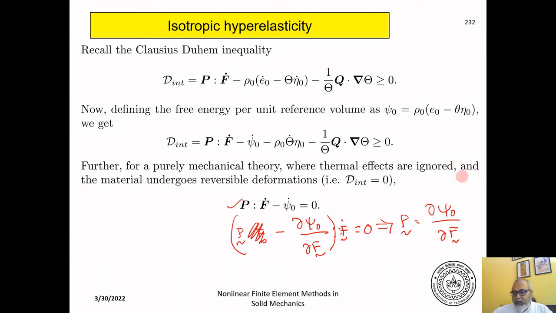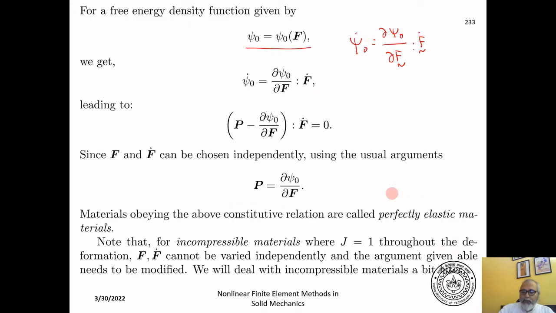So if we can find a free energy density function per unit reference volume chi naught, which is a scalar function, we can take its derivative with respect to F and find the first Piola-Kirchhoff stress. So this gives you the constitutive equation of what is known as a perfectly elastic material. This is a special case of elastic materials, which are known as perfectly elastic materials. As you will see, it depends only on the deformation gradient F, and this is its constitutive equation. So we will have a form of chi naught and take its derivative with respect to F, and we'll get the first Piola-Kirchhoff stress.